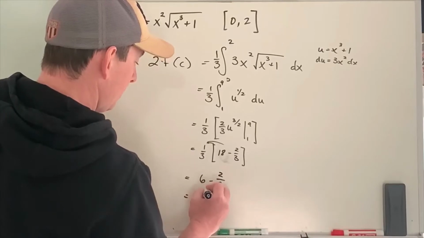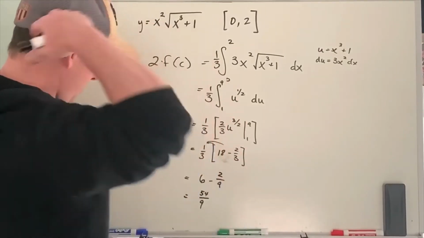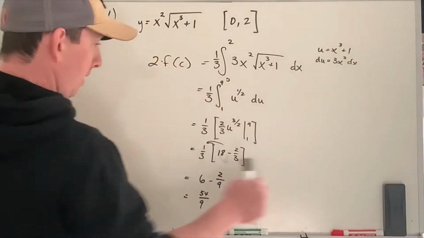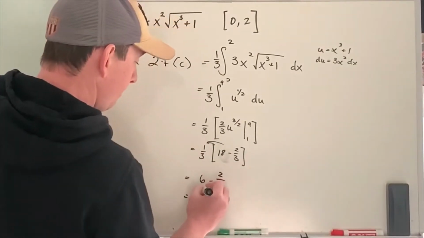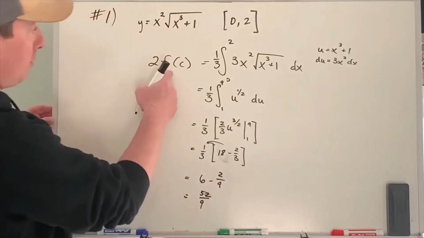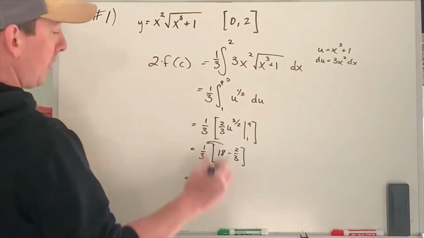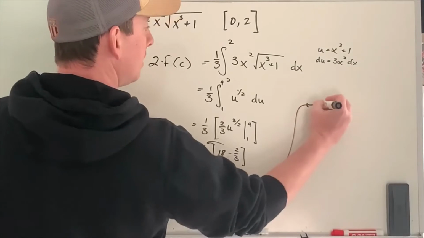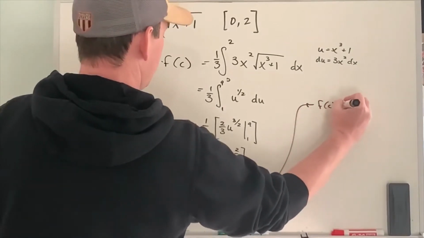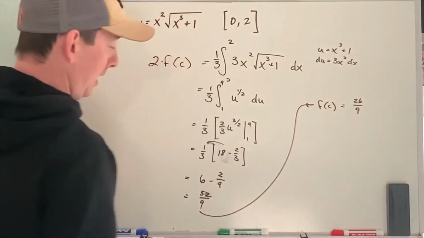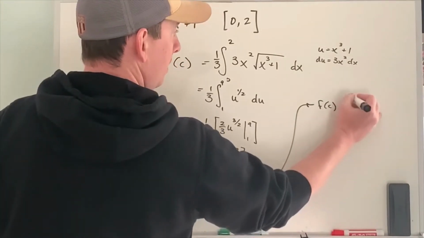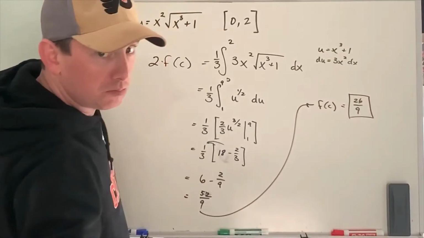So 54/9. Sorry, 52/9. And don't forget to divide by 2 because we're solving for f of c. I'm going to pop up over to here. F of c is going to be 26/9. And there you go.